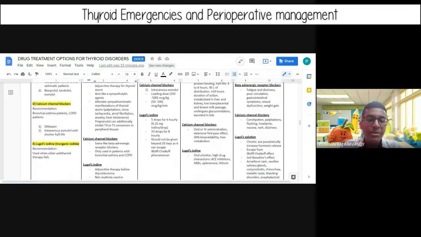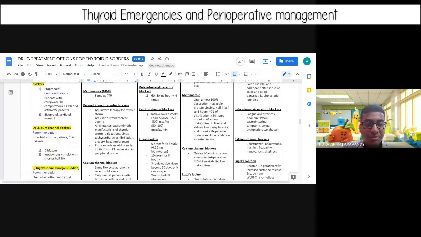Now the mechanism of action of beta adrenergic receptor blockers: they function as an adjunctive therapy for thyroid storm, which means they are not the primary drug used to treat thyroid storm, but are just used as an adjunctive therapy, as supportive measures. As I've already told you, it's a kind of palliative therapy that people use this beta adrenergic receptor blocker for. And why is that?